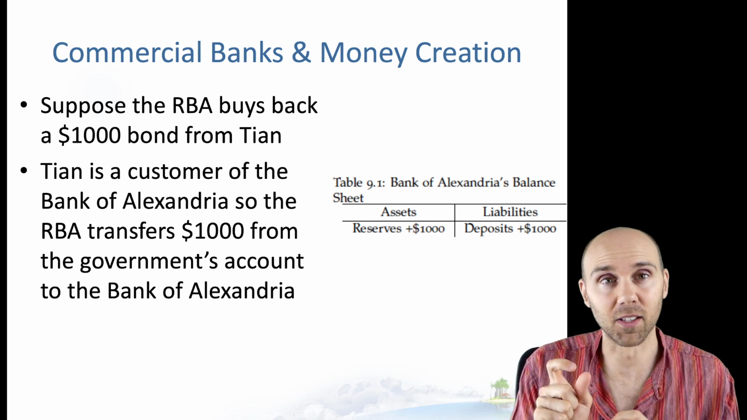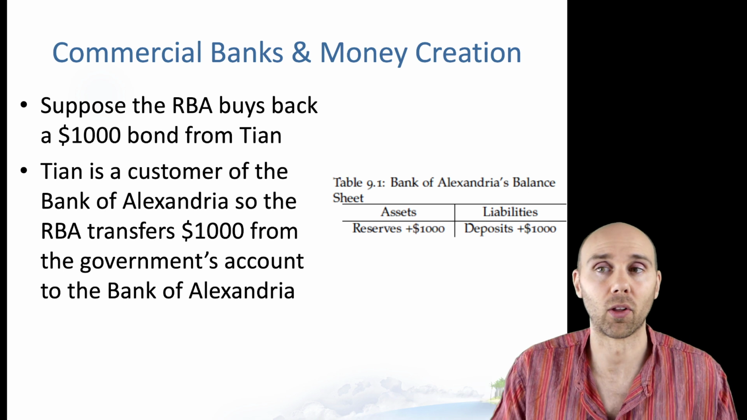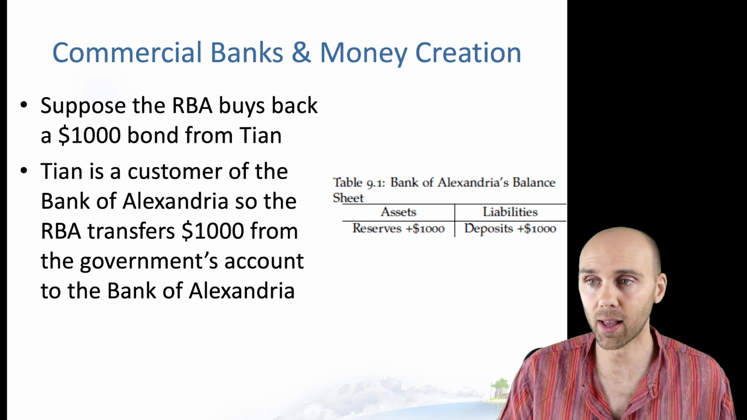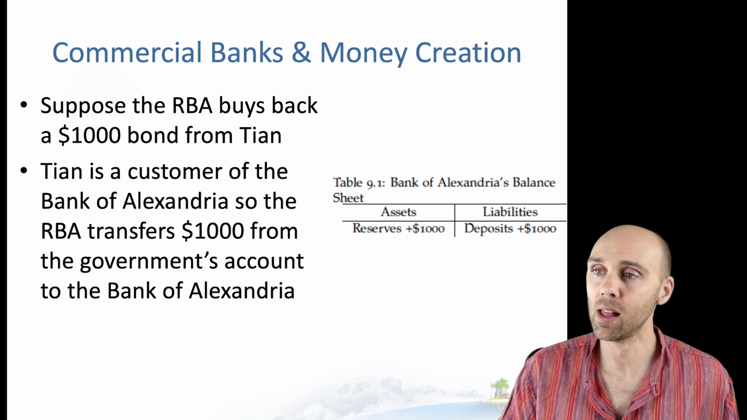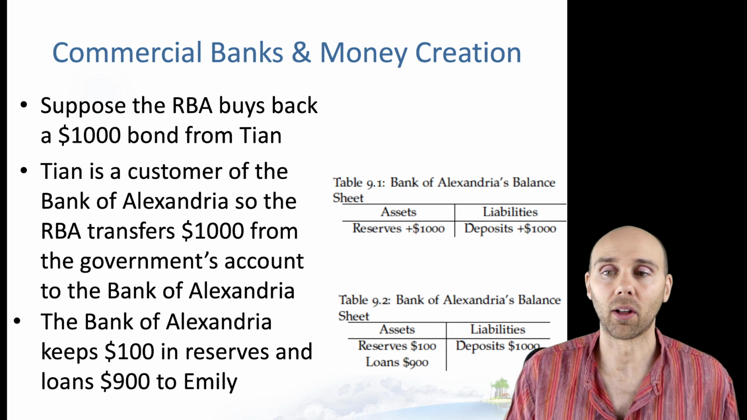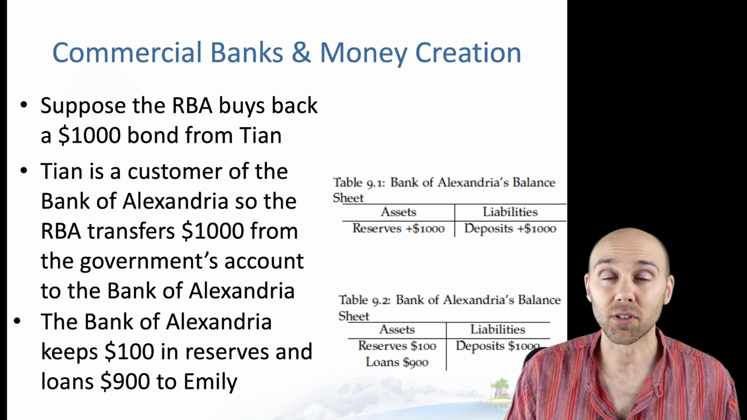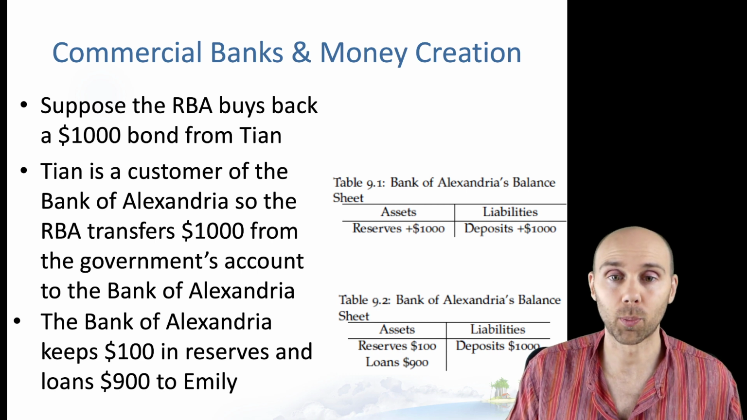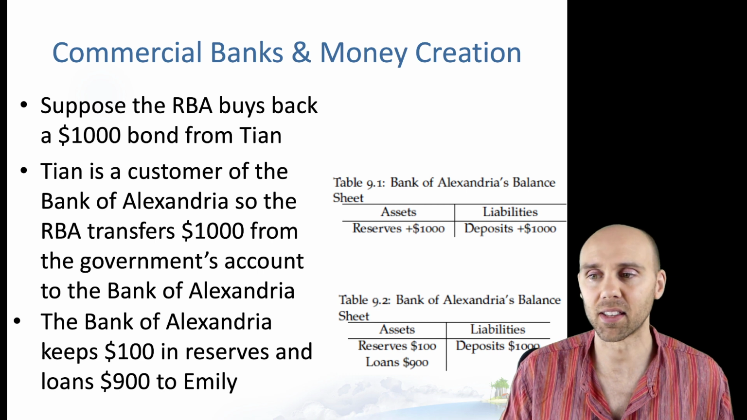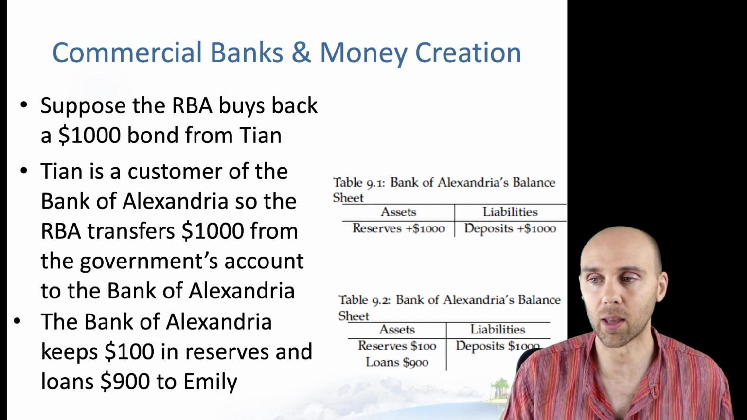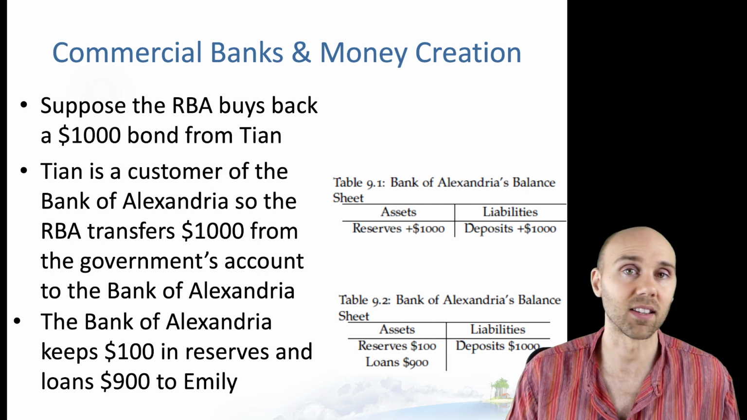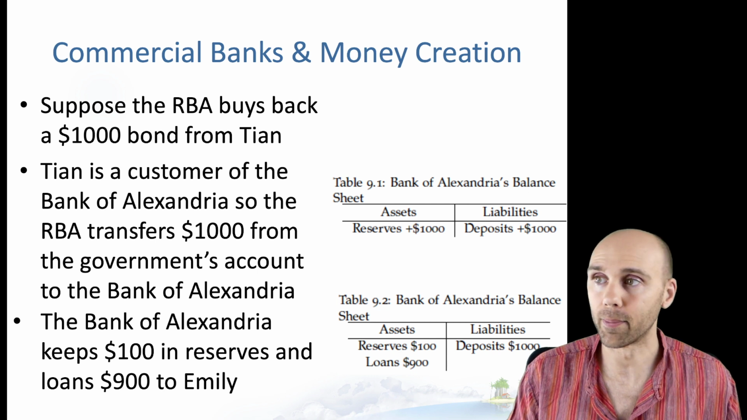What we want to find out is what's the final effect on the money supply. So this is what the Bank of Alexandria's balance sheet looks like if you've done any accounting before. The Bank of Alexandria decides to hang on to $100 in reserve, and then it loans $900 to somebody else as part of its profit garnering activity. So in this case, let's imagine that it loans $900 out to Emily. So that $900 now sits on the asset side of its balance sheet.